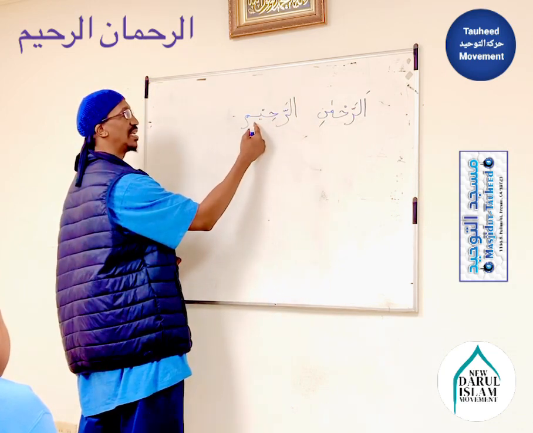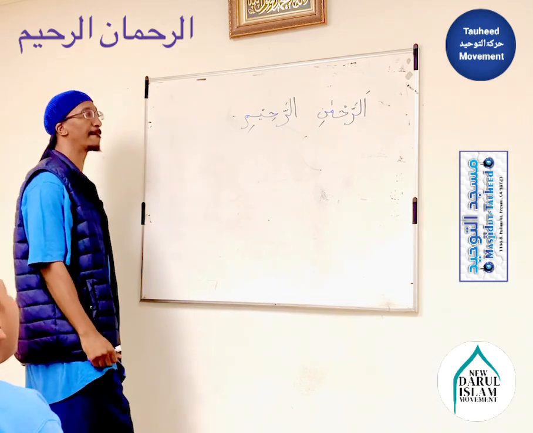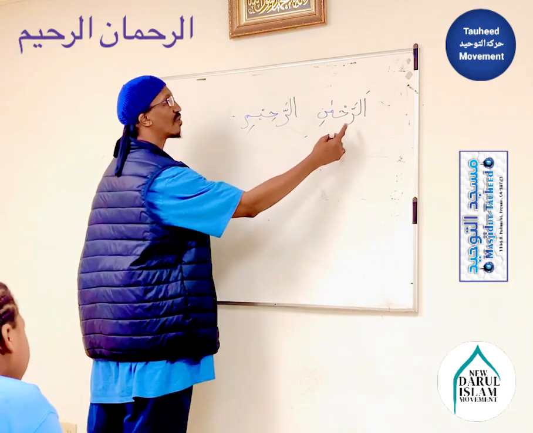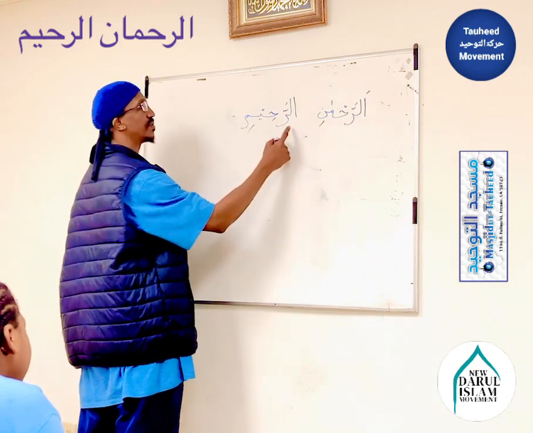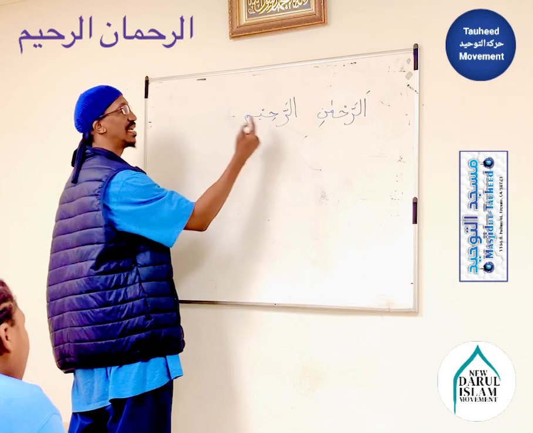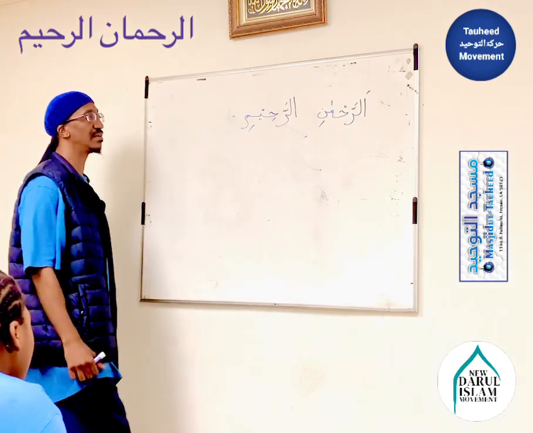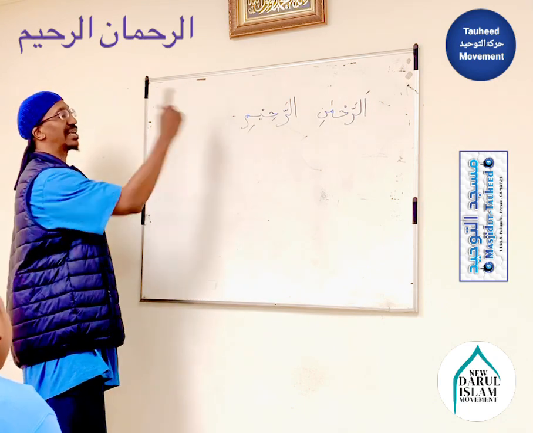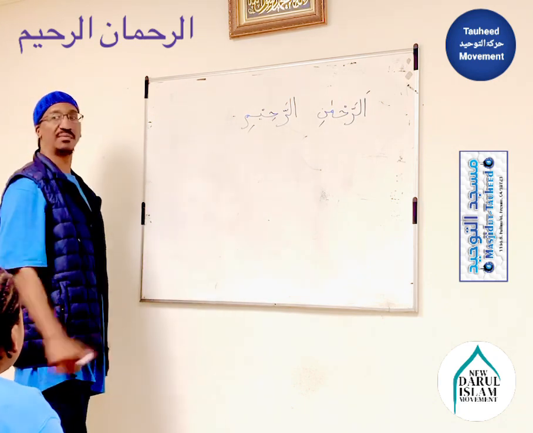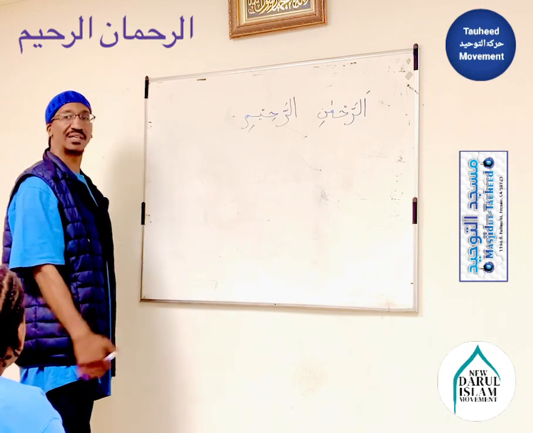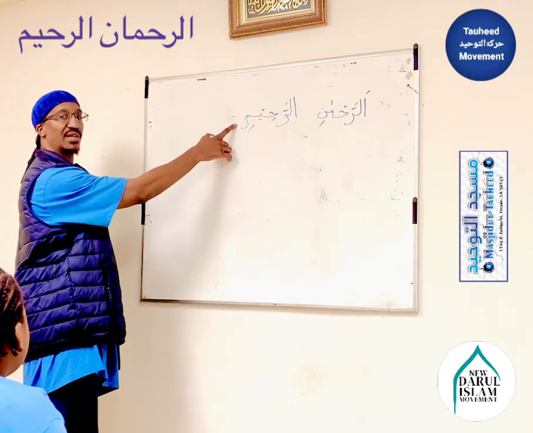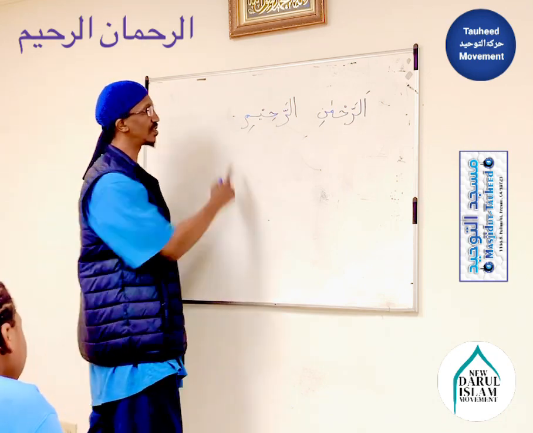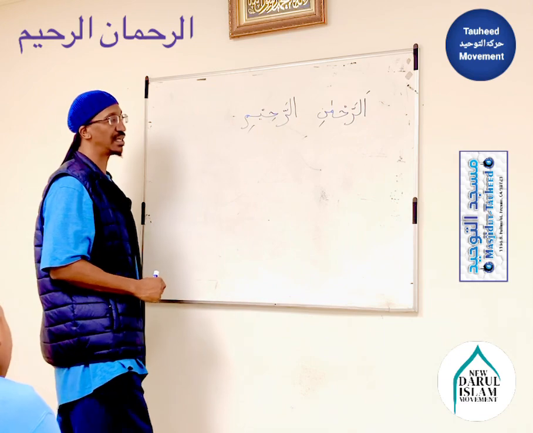Ar-Rahmaanir-Raheem. What's the last letter? Meem. What's on the bottom of the Meem? Kasra. Kasra makes what sound? E. So therefore, Meem turns into Mee. So again, everybody repeat after me. So we've got Mee at the end.